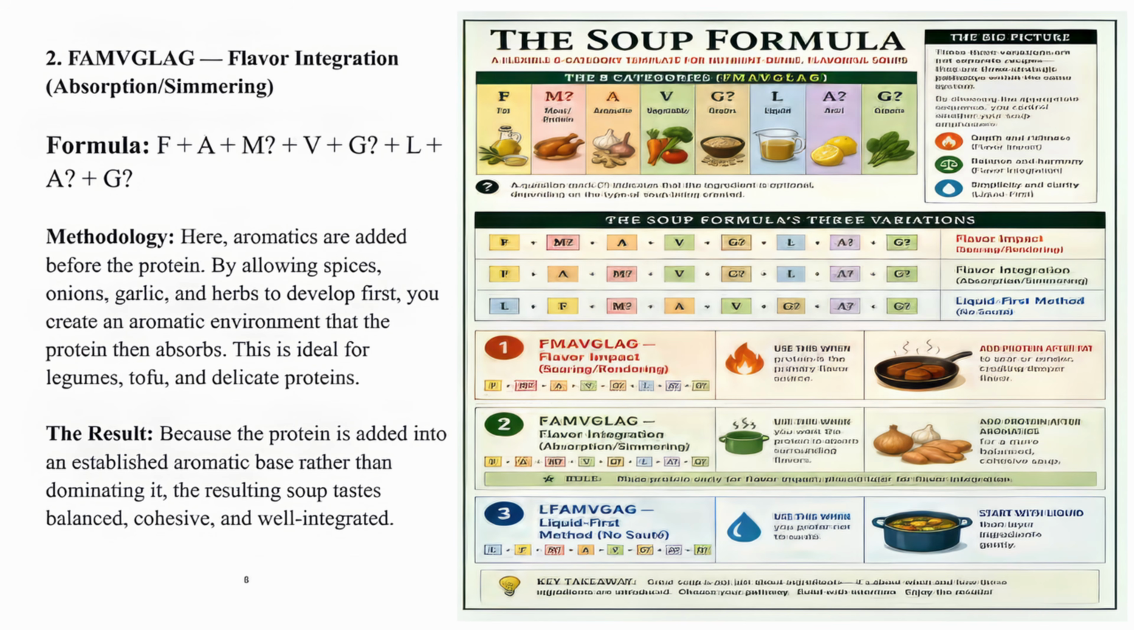Methodology. Here, aromatics are added before the protein. By allowing spices, onions, garlic, and herbs to develop first, you create an aromatic environment that the protein then absorbs. This is ideal for legumes, tofu, and delicate proteins. The result, because the protein is added into an established aromatic base rather than dominating it, the resulting soup tastes balanced, cohesive, and well integrated.